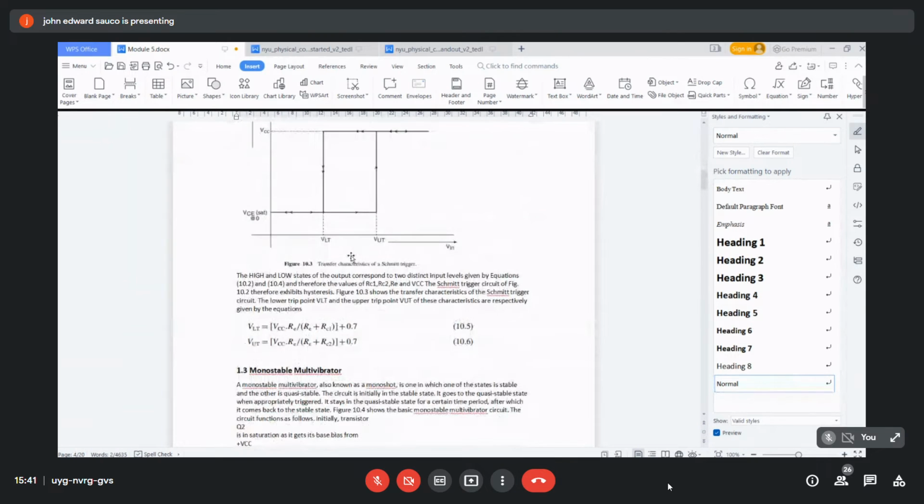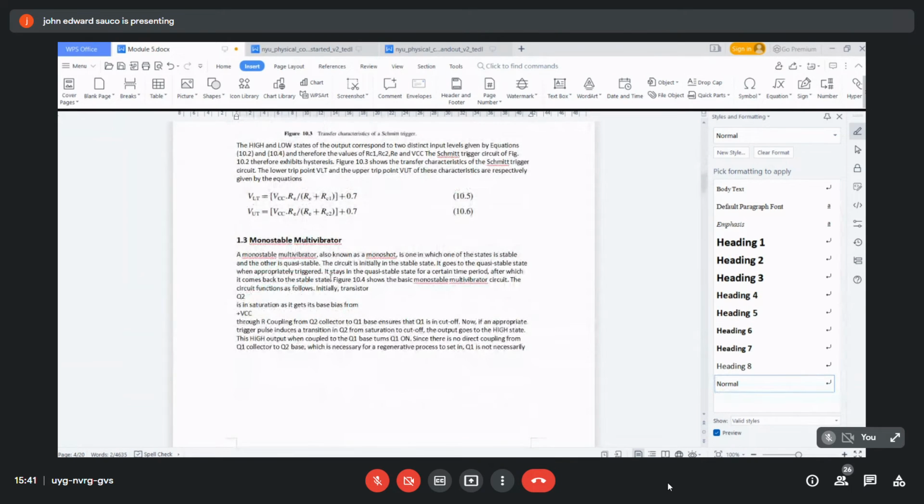Then, yung ating ikatlo is monostable. Ano naman si monostable? Also known as monoshoot. Pag narinig mo na yung monoshoot. So, which one the state is stable and the other is quasi-stable. So, dalawa yung kanyang state. Isang stable sa isang quasi-stable. So, the circuit is initially in stable state. It goes to quasi-stable state when appropriately triggered. It stays in the quasi-stable state for a certain time period. So, after which it comes back to the stable state.